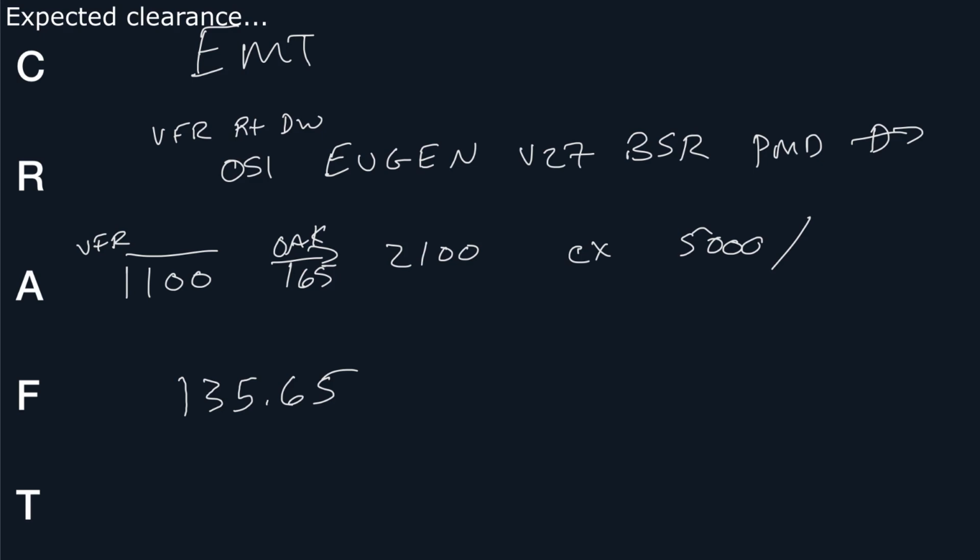Skyhawk 605 Whiskey Mike, you're cleared to the El Monte Airport via the runway 12 obstacle departure procedure, radar vectors Woodside, Eugene, Victor 27, Big Sur, Avenal, Victor 137, Palmdale, Ziggy 7 arrival, direct. Climb and maintain 2,100, expect 7,000 10 minutes after departure. Departure frequency 135.65, squawk 4233.